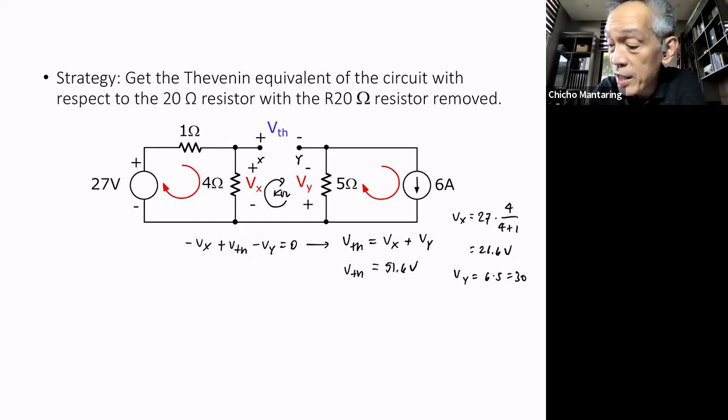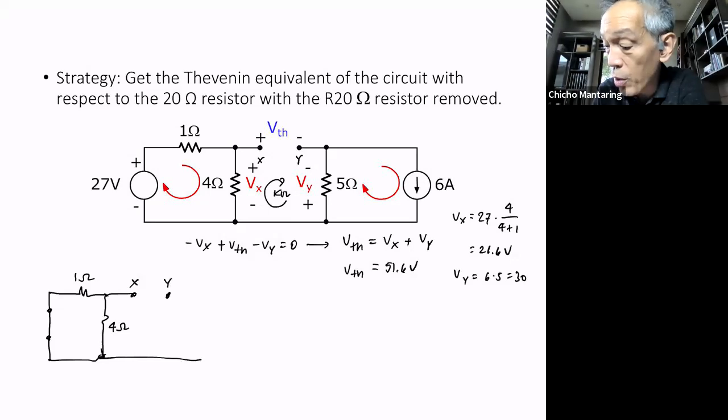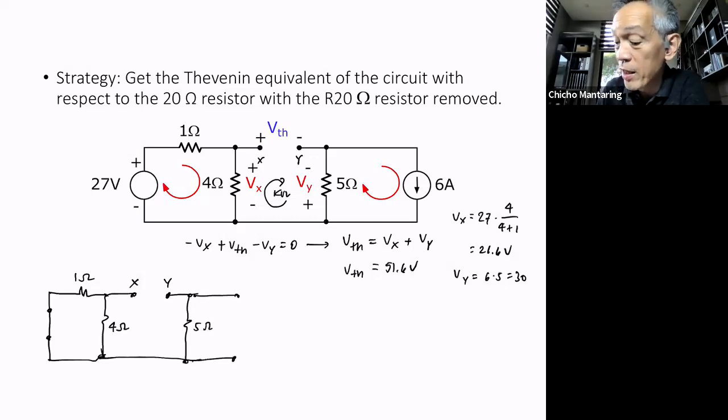Now, how do I get RTH? RTH is the resistance looking into XY with my sources suppressed. So what is my circuit going to look like with my sources suppressed? Okay, this is my voltage source. It is now shorted. I have 1 ohm, I have 4 ohms here. This is X. This is Y. This is 5 ohms. And this is my 6 ampere source. So this is open, this is short.